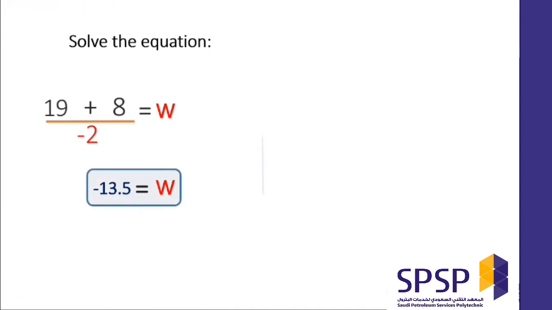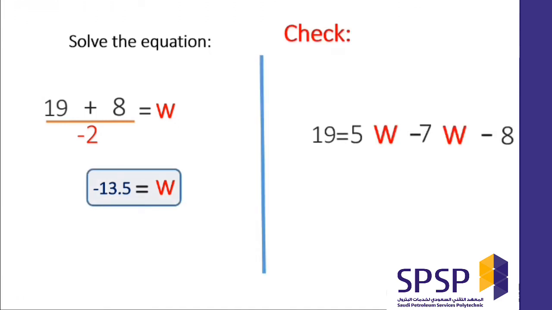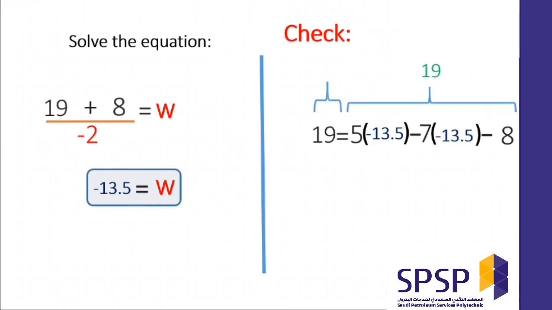How can we check the answer? So this is negative 13.5. We put variables within brackets, within parentheses. Then we put the value of w, which is negative 13.5, and the other one the same thing. Then we check the right hand side. The answer is 19, and the left hand side is also 19. So it checks.